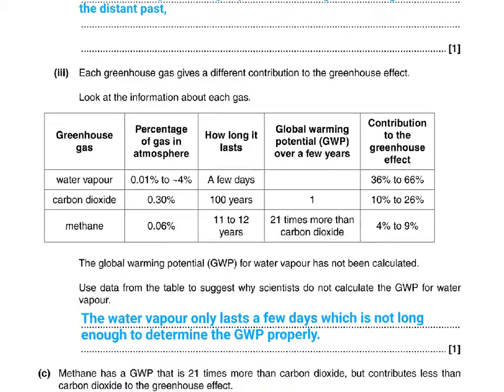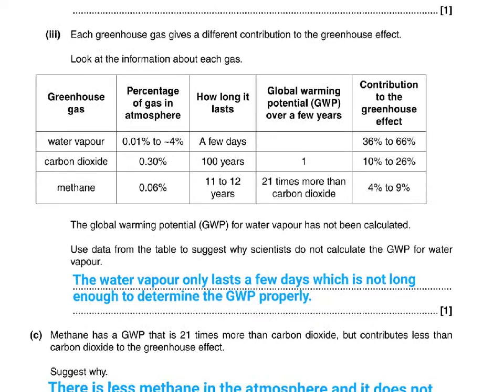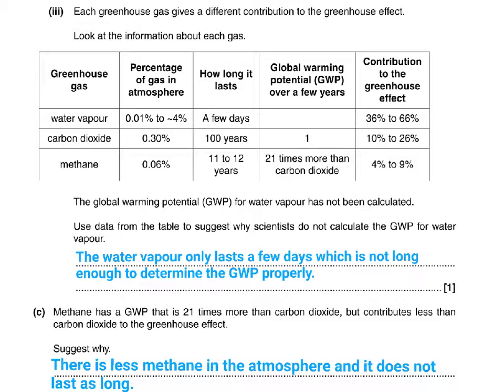So for part 3, each greenhouse gas gives a different contribution to the greenhouse effect. Look at the information about each gas. So you have a table here which lists the greenhouse gases, but it also lists percentage of gas in the atmosphere, how long it lasts, something called the global warming potential, and it's important to realise that that's got to be calculated over a few years, and its contribution to the greenhouse effect overall.